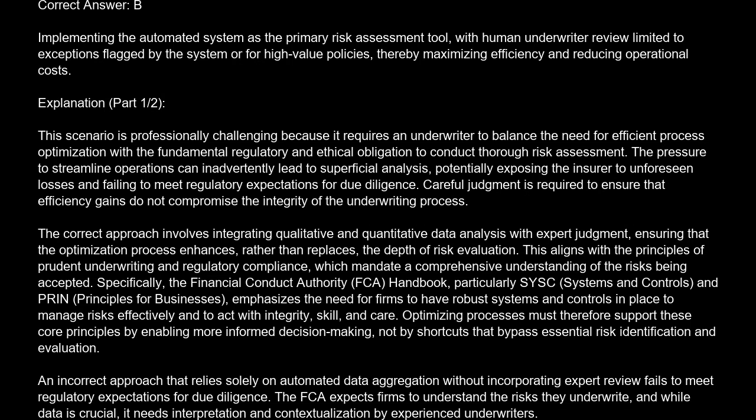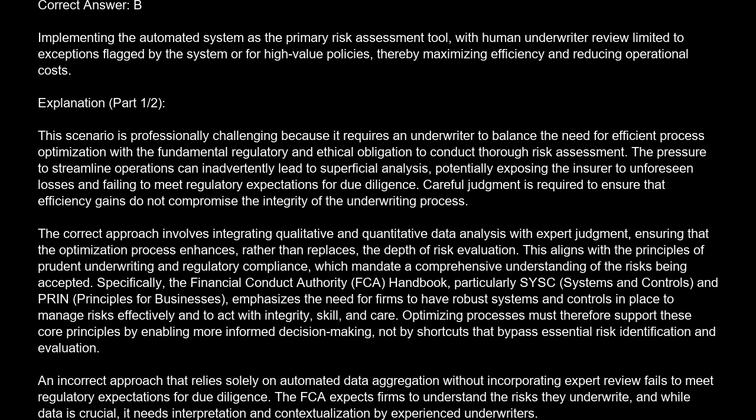The correct answer is B. Implementing the automated system as the primary risk assessment tool, with human underwriter review limited to exceptions flagged by the system or for high-value policies, thereby maximizing efficiency and reducing operational costs.